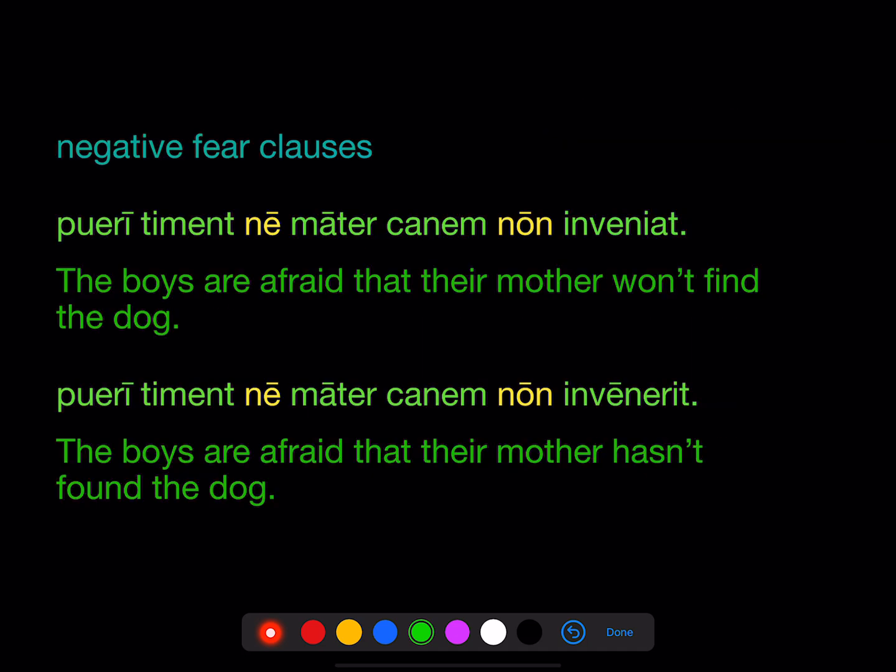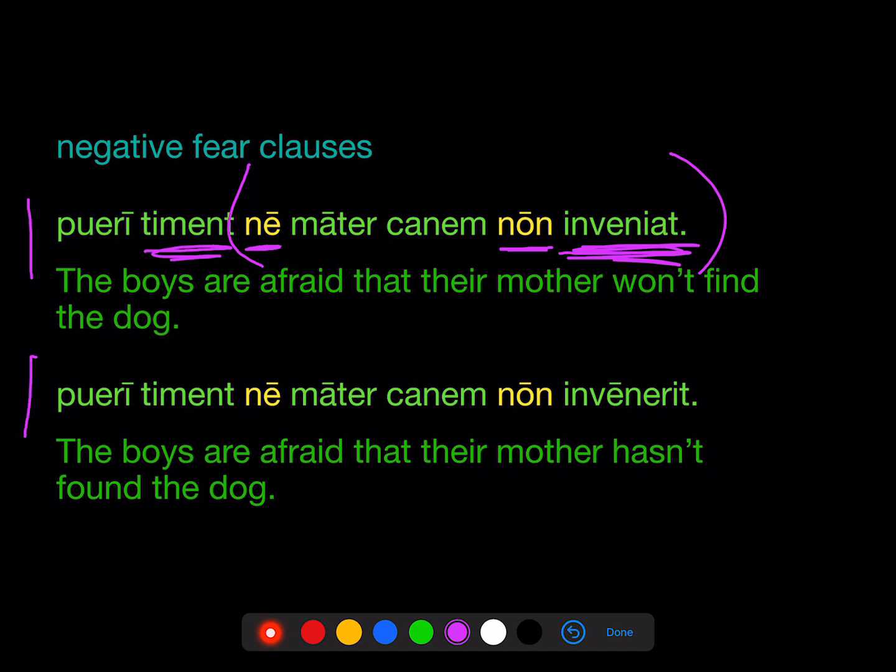What if you have a negative fear clause? Well, you actually can do a negative fear clause with ut, but more often you still use ne and you put a non inside the clause. So, pueri timent ne mater canem non inveniat. The boys are afraid that their mother won't find or isn't finding the dog. Present tense main verb. Action in the subordinate clause is happening same time as or subsequent to the main verb. We're going to use a present subjunctive.